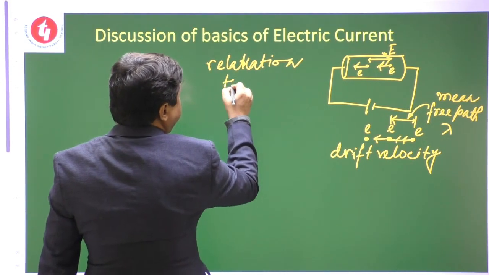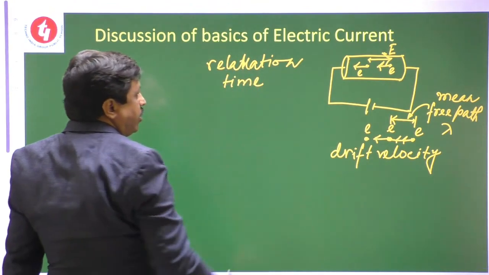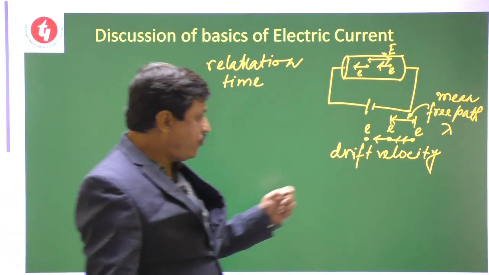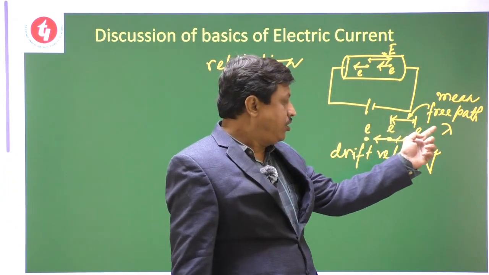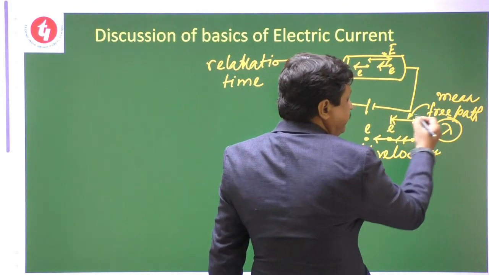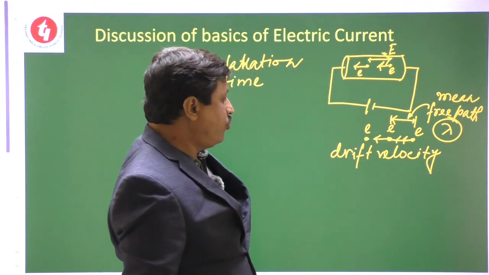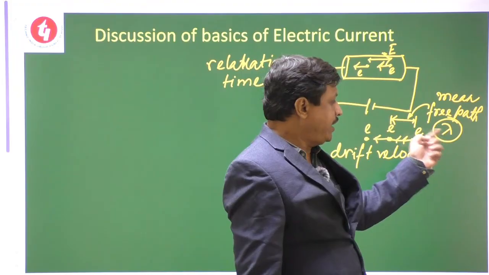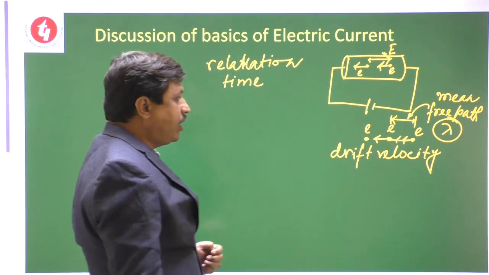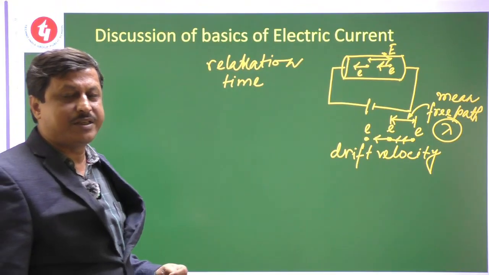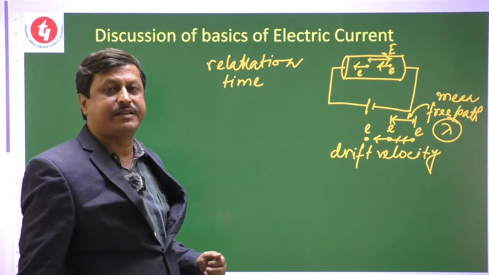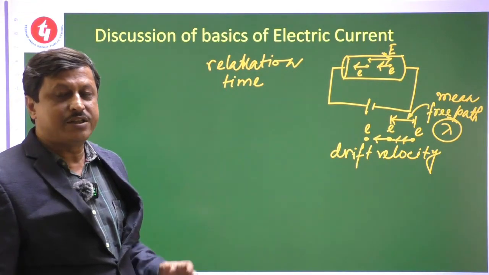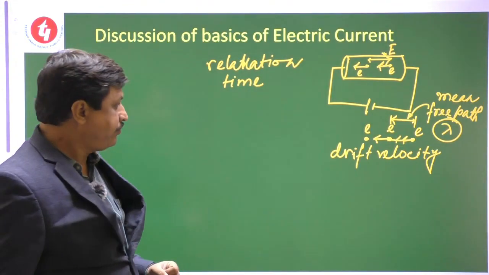And what is relaxation time? Basically, this is the time required to move an electron by this path, by lambda. This is called relaxation time. That means the time gap between two successive collisions is called relaxation time.